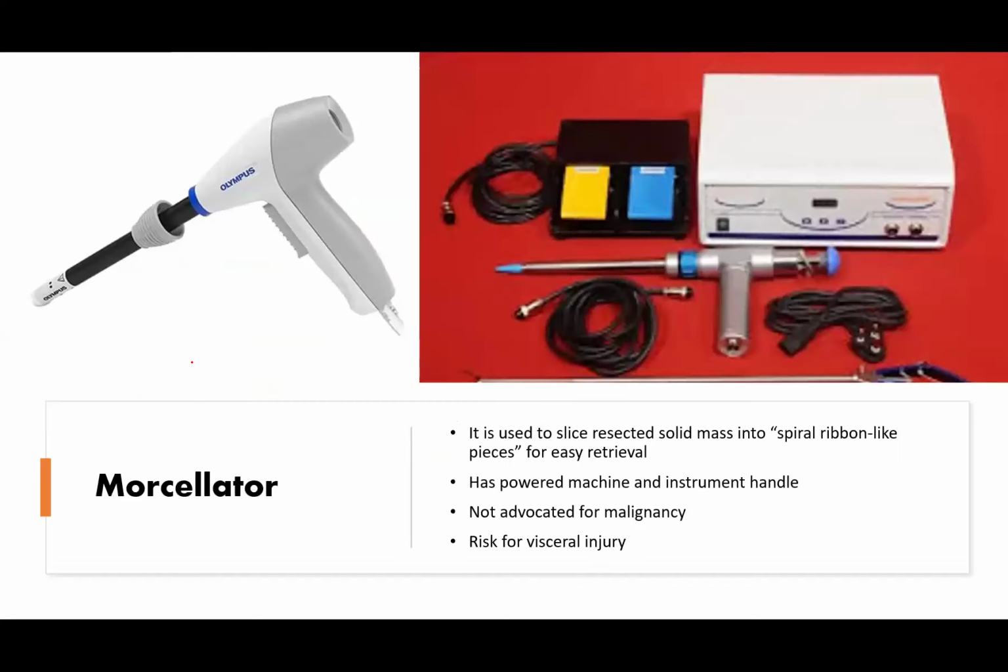This is a morcellator. Now, a morcellator is used to slice resected solid mass into spiral ribbon-like pieces for easy retrieval. Because after laparoscopic surgery, remember, you have to retrieve the tissue using a retrieval bag. But sometimes if you have a very large tissue that cannot be retrieved through the port, you might need to morcellate the tissue into smaller pieces that can be retrieved.